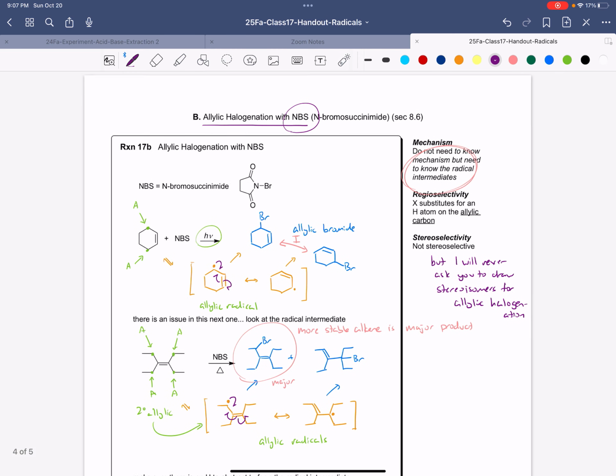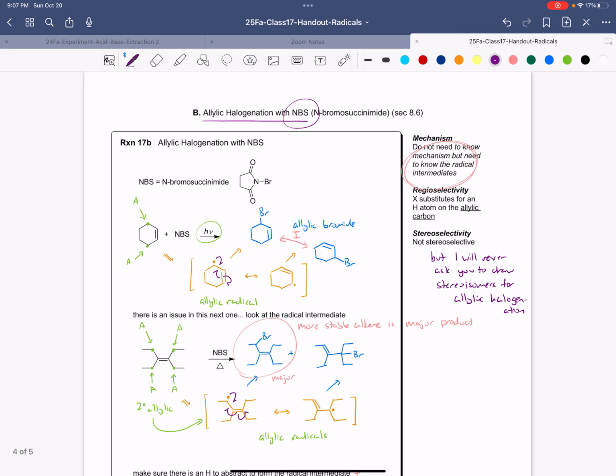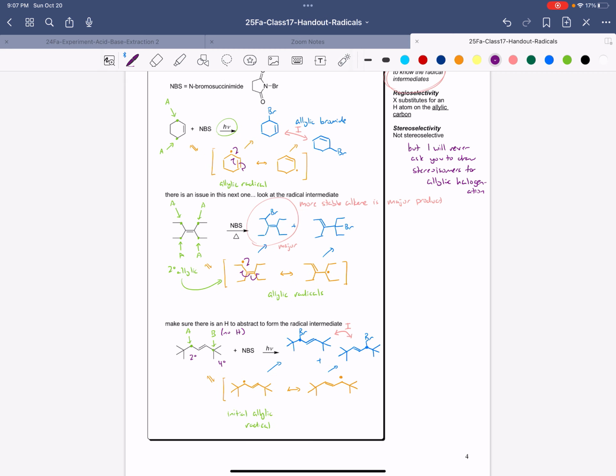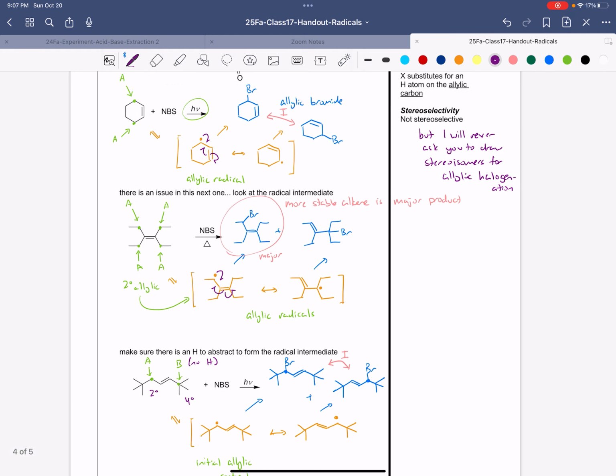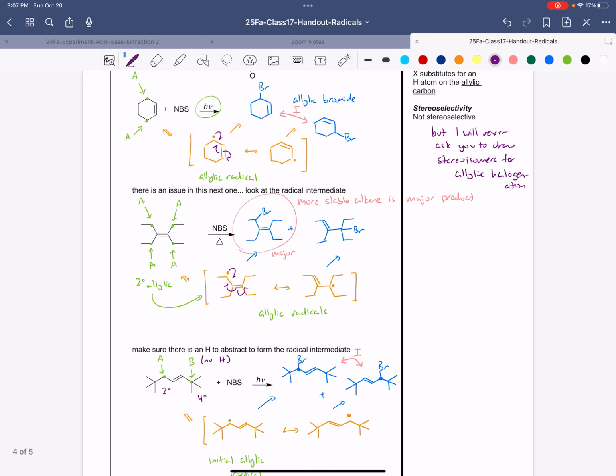And again, the other thing is, we could have done this with Br2 and light. Forget that. In practice, we always use NBS because with Br2, sometimes you get dihalogenation, and we want to avoid that. So with NBS, you avoid that. Okay. I'll leave it at that.